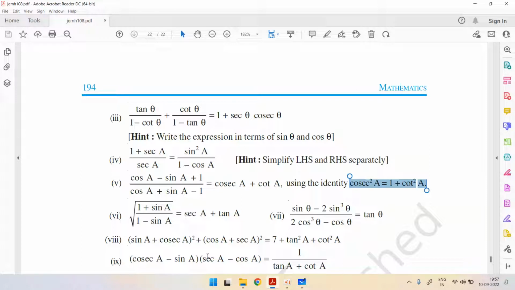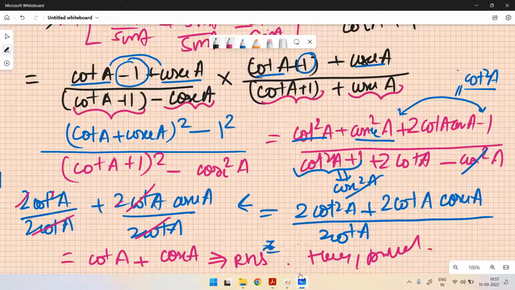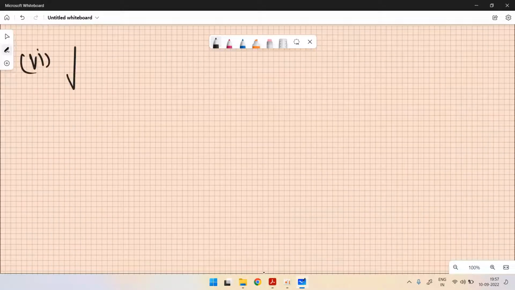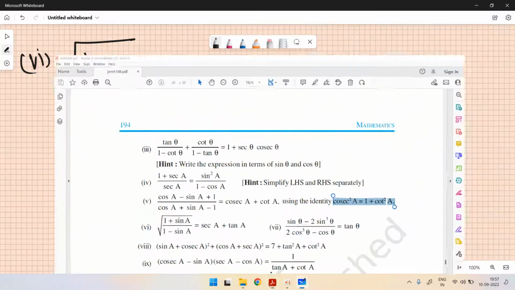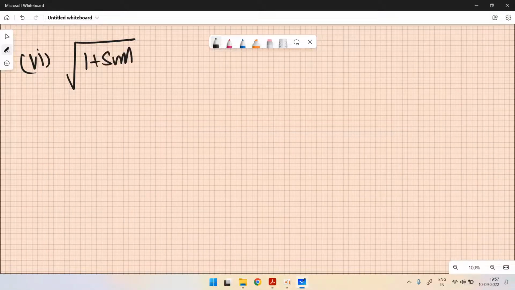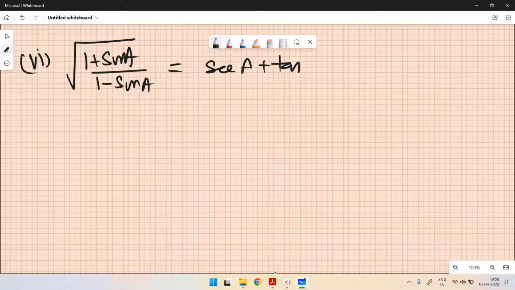This is under root of 1 plus sine A by 1 minus sine A. So the sixth part: you need to prove that under root of 1 plus sine A by 1 minus sine A is equal to secant A plus tan A, secant of A plus tangent of A.